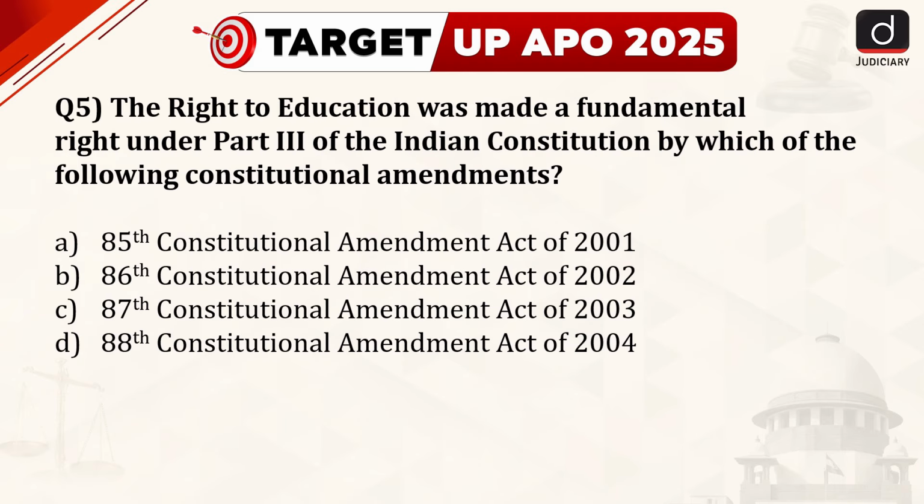Question number 5. The right to education was made a fundamental right under Part 3 of the Indian Constitution by which of the following constitutional amendments? Option A, 85th Constitutional Amendment Act of 2001. Option B, 86th Constitutional Amendment Act of 2002. Option C, 87th Constitutional Amendment Act of 2003. And option D, 88th Constitutional Amendment Act of 2004. The correct answer is option B.